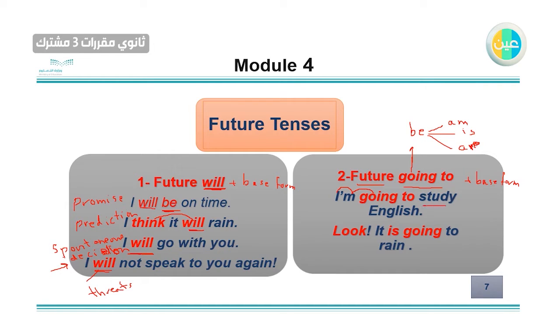Why? Because here you have a plan. So when you prepare for something or arrange for something, you are going to use future going to. Number two, look, it's going to rain. Here I used going to, and I use is because you have it, and then going to and then rain base form. Why? Because you have evidence. It's not a prediction. You have evidence. Look, you can see the clouds. So if you have evidence, you are going to use going to.